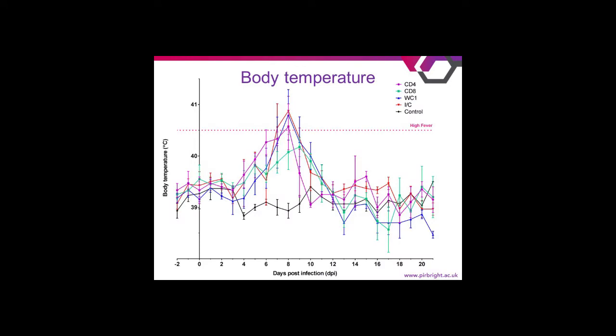And based on body temperature, so this is body temperature on the y-axis plotted against days post-infection, you can see that whilst the isotype control, the CD4 and also WC1 groups appeared to reach high fever at peak viremia, the CD8 group didn't ever really reach that based on averages of the animals so far. So again, this does appear to suggest milder clinical symptoms when the CD8 cells aren't there anymore.